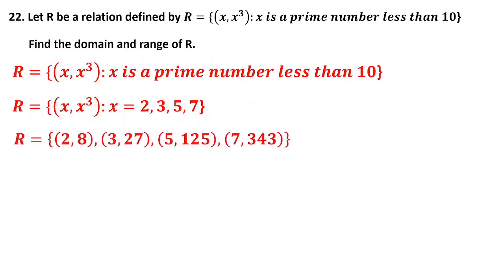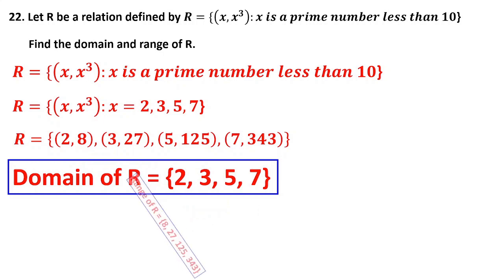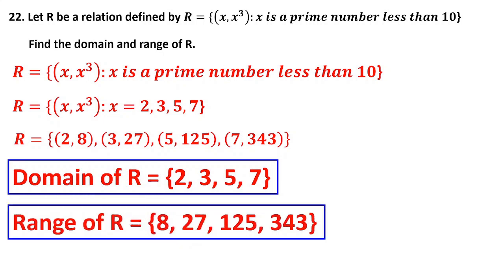Therefore, 2, 8, 3, 27, 5, 125 and 7, 343. Therefore, the first elements will give you the domain. The second element in the second position will give you the range.